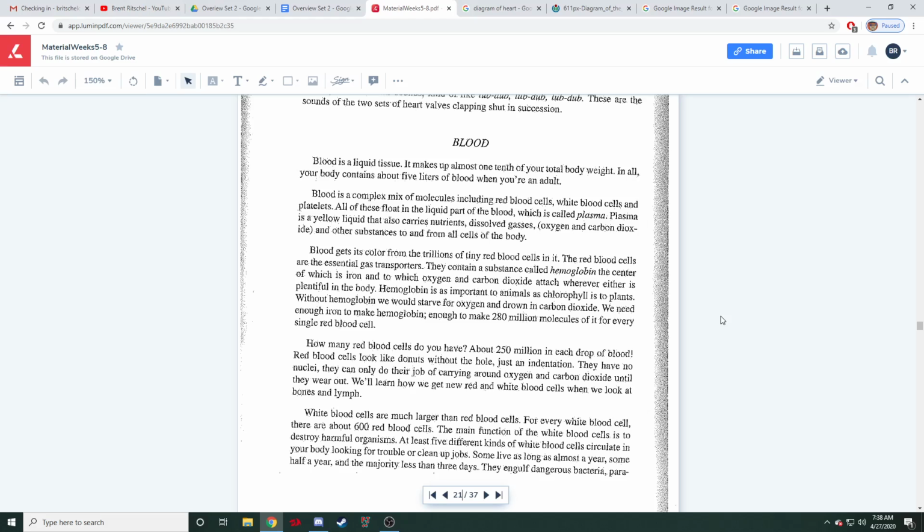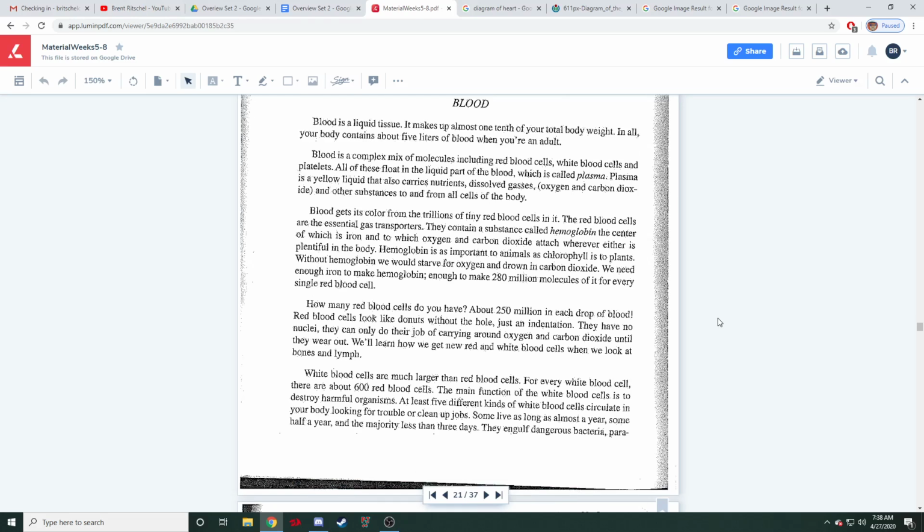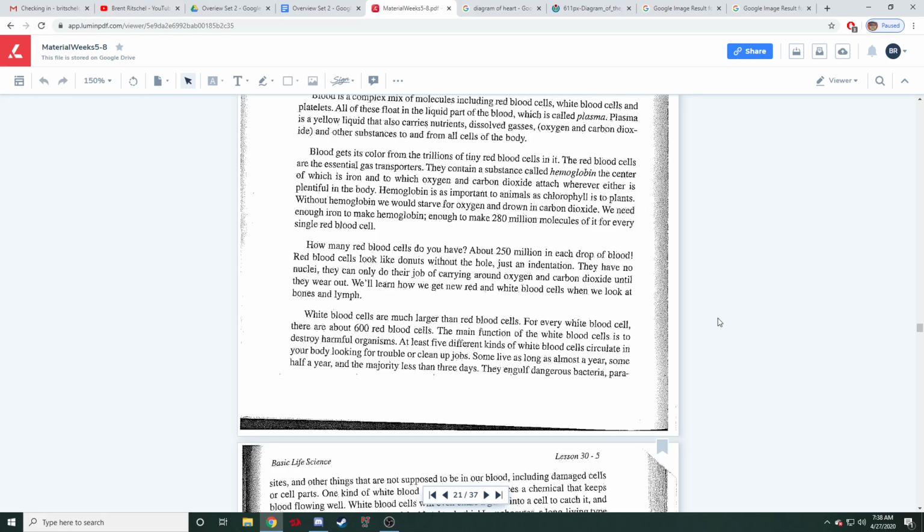Plasma is a yellow liquid that also carries nutrients, dissolved gases, oxygen and carbon dioxide, and other substances to and from all cells of the body. Blood gets its color from the trillions of tiny red blood cells in it. The red blood cells are the essential gas transporters.